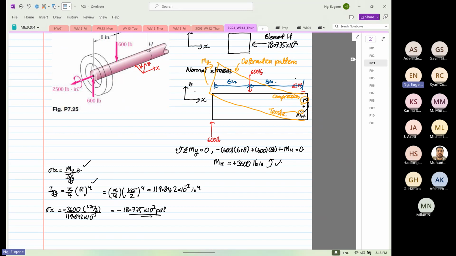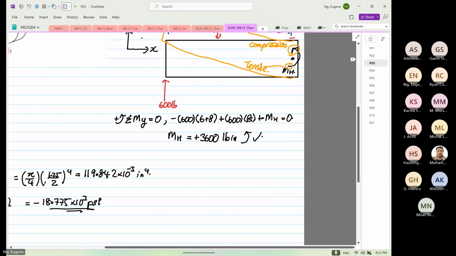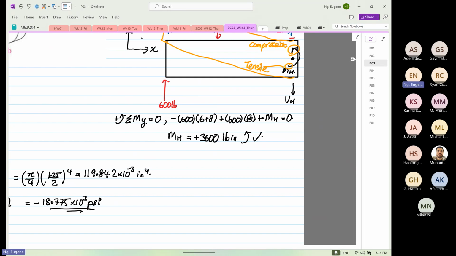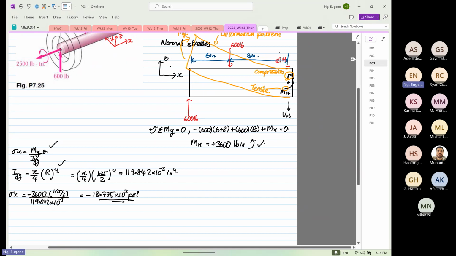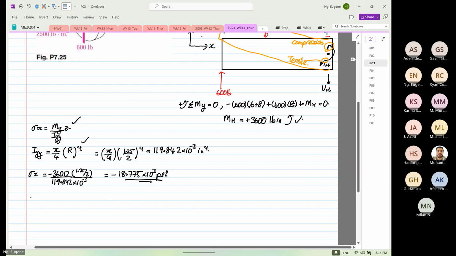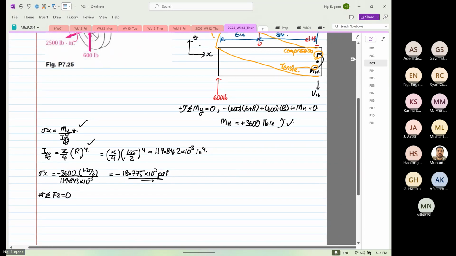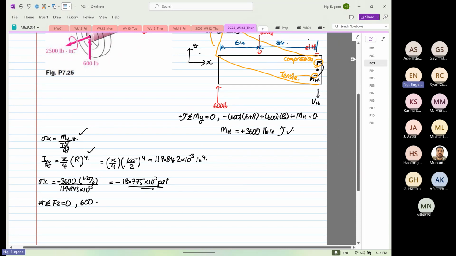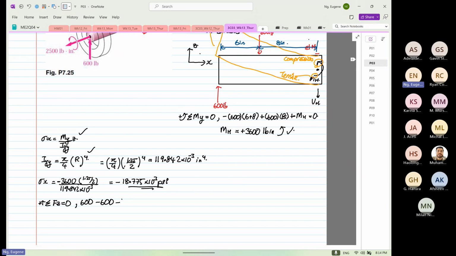Right. So now the next crucial thing, we are going to look at the shear force. So over here, we are going to put an arrow down, and this arrow that's coming down is our VH. So we are going to do summation of forces in the Z direction, equal to zero. So we have the first 600 going up, minus the second 600 going down, minus VH, the whole thing is equal to zero. Therefore, VH is equal to what? Zero. Hallelujah.